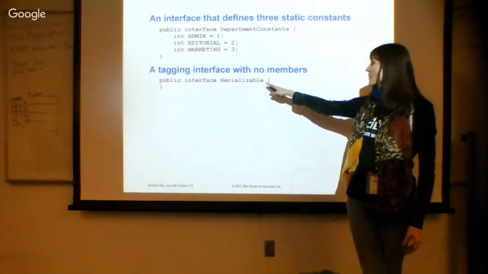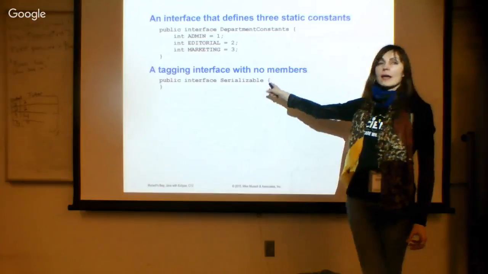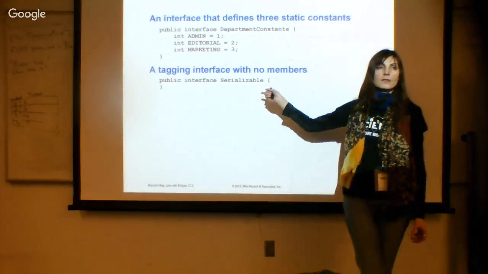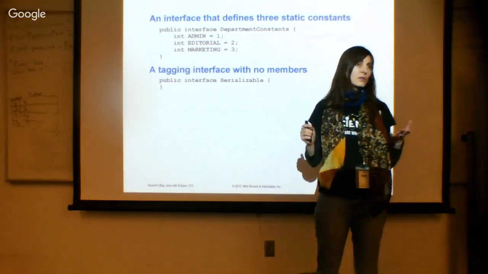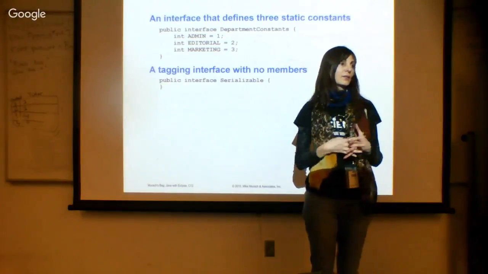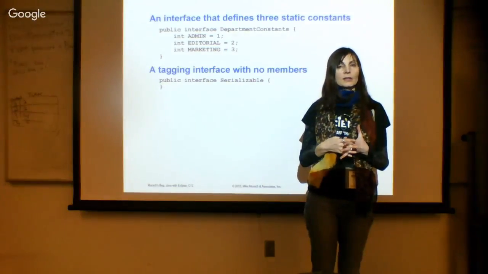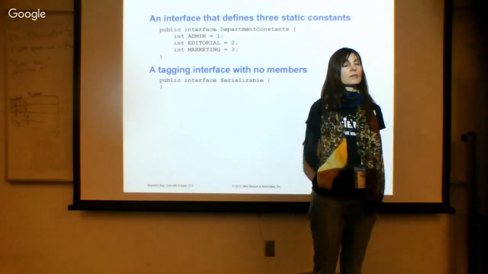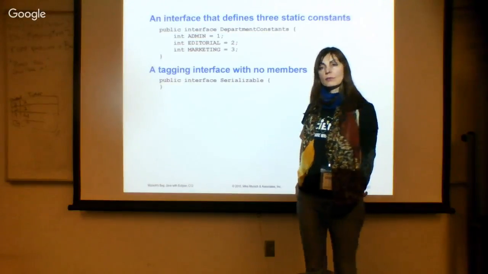And this is an example of what we call a tagging interface. That's an interface that, as you can see, has no methods. So what is the point of having a tagging interface? Can you think of any reasons why you might use something like that?